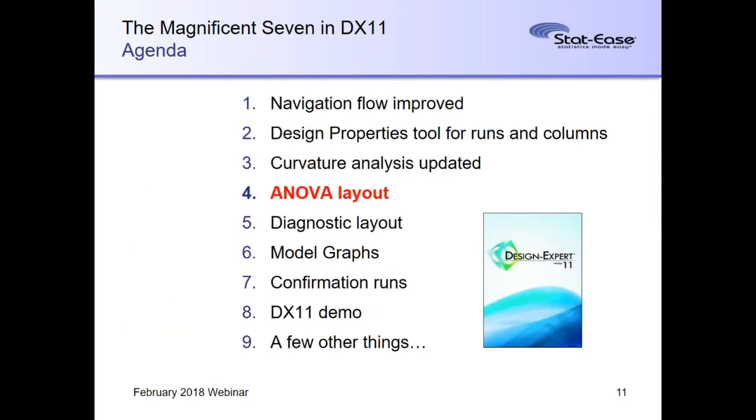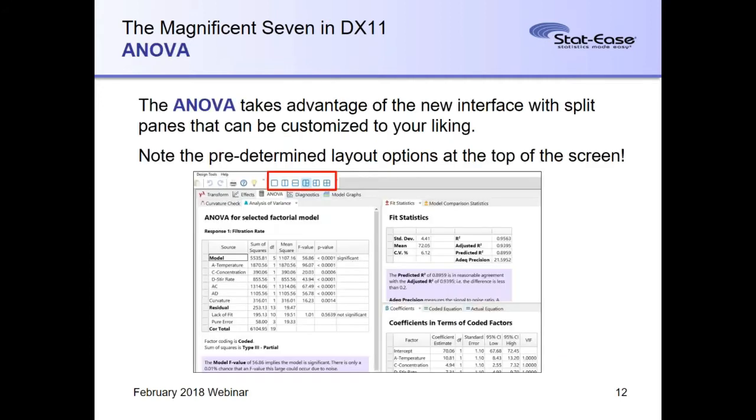Let's look at the ANOVA layout. The ANOVA takes advantage of the new interface with some split panes that can be customized to be laid out the way you want it. At the top of the screen, there are predetermined layout options. The default for the ANOVA is this triple pane view with the analysis of variance section on the left and the fit statistics and the coefficients and equations on the right. And you can, like I said, customize this to how you want it.